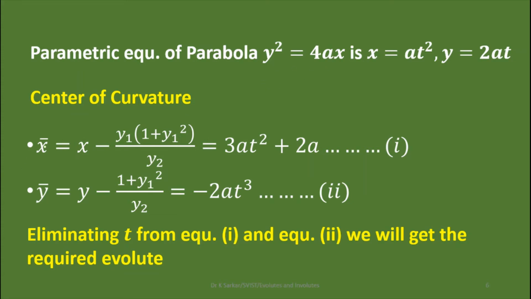We know the formula for center of curvature, x bar equals to x minus y1 times 1 plus y1 squared by y2. Just we have to find y1 and y2, then put the values of y1 and y2, we will get 3at squared plus 2a. Then we have to find y bar using the formula y plus 1 plus y1 squared by y2 and we will get minus 2at cube. If we eliminate t from these two equations, then we will get the required evolute of parabola y square equals to 4ax.